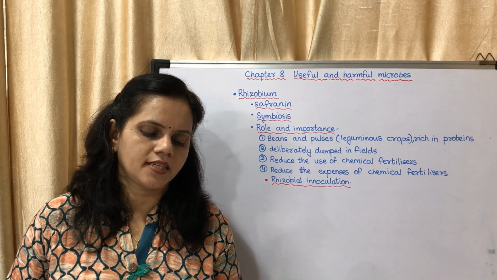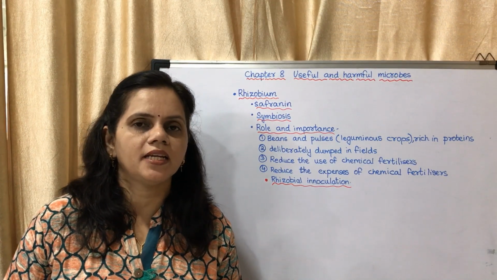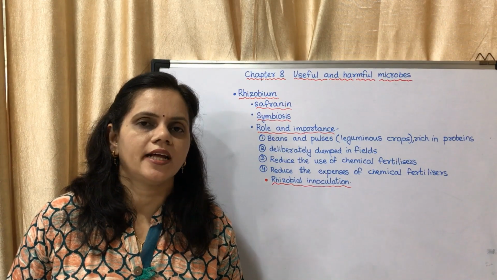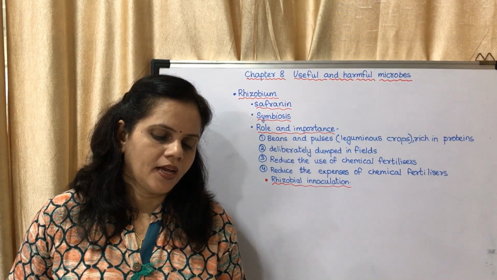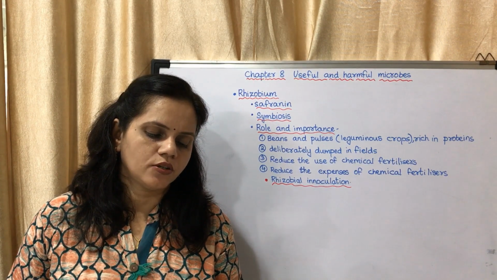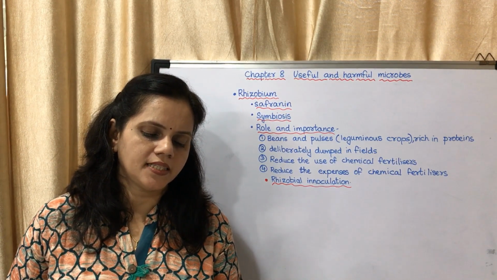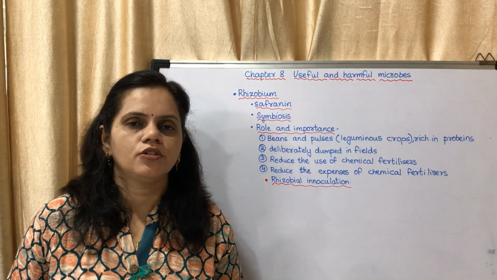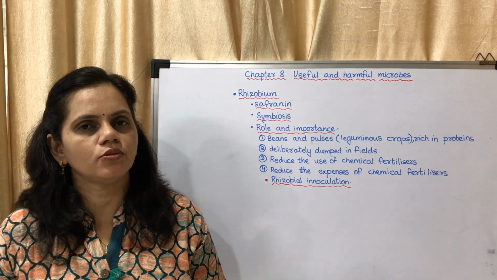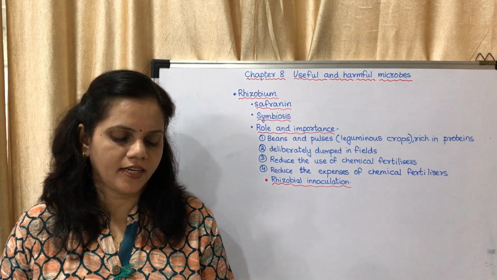Clean the roots with sterile water. Sterile means which do not have any type of microorganisms, that is distilled water. And take thin sections of the root nodules. Select a good section and place it in a solution of safranin for 2 to 3 minutes. So what is the stain used? The stain used is safranin.